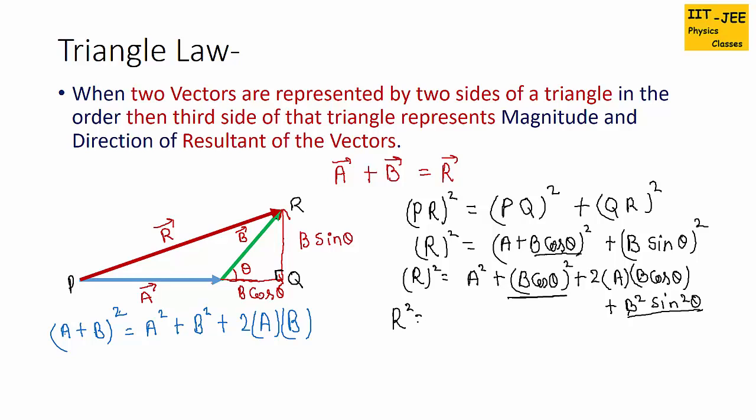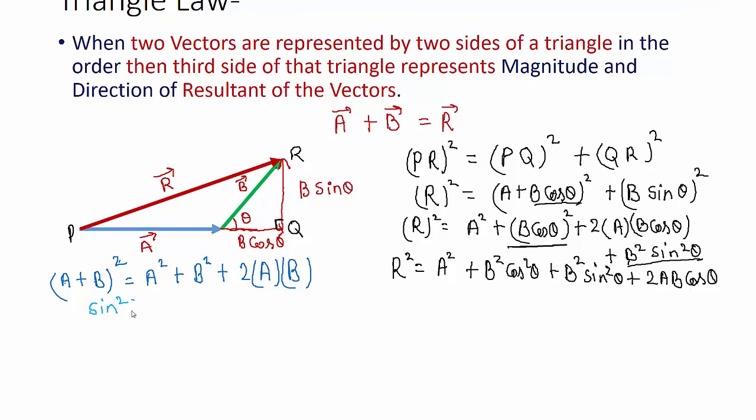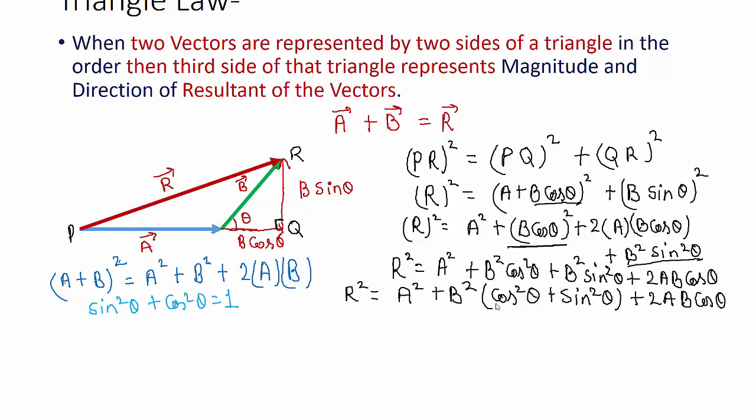So it would become r squared equals a squared plus b squared cos squared theta plus b squared sin squared theta plus twice ab cos theta. Now I am going to use another mathematical equation which says sin squared theta plus cos squared theta equals 1. So it will become r squared equals a squared. We take b squared as common. So in the bracket it would be cos squared theta plus sin squared theta, plus twice ab cos theta.